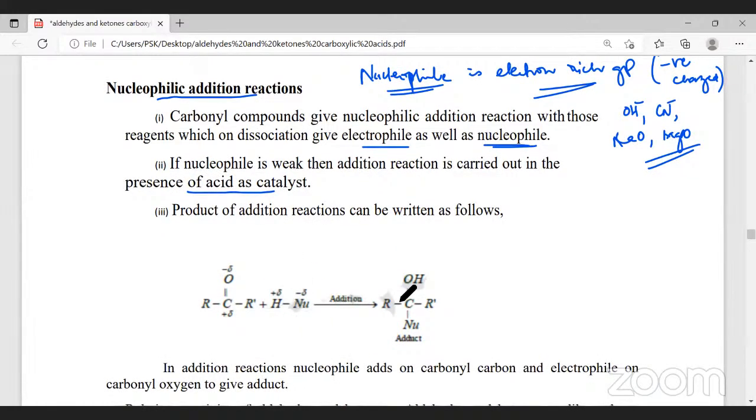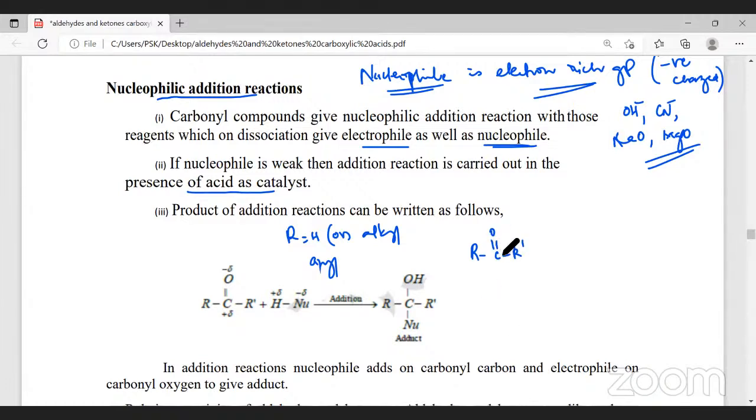It's a general reaction. R, C double bond O, R dash. Here, R can be hydrogen, or an alkyl group, or an aryl group. Aryl group is a benzene ring. If R is hydrogen, it will be called formaldehyde. If R is CH3, it is acetaldehyde. It can be an aldehyde or a ketone. Now, oxygen is highly electronegative.